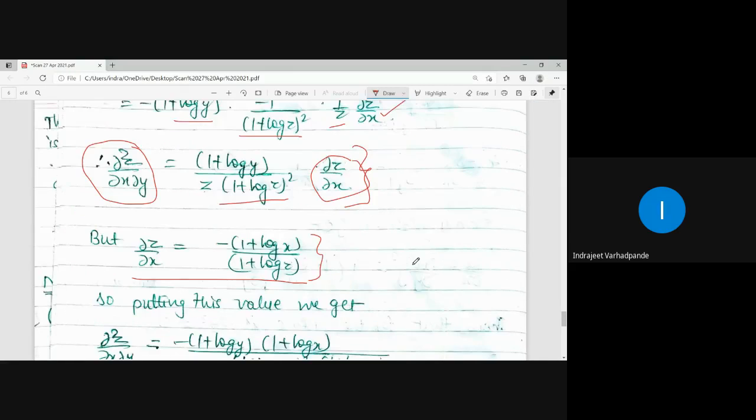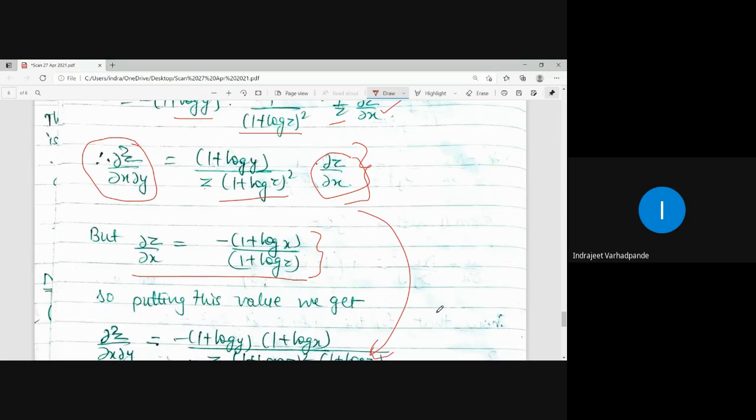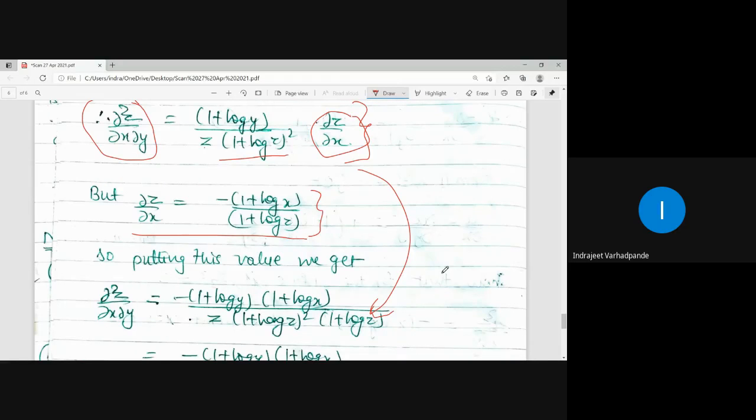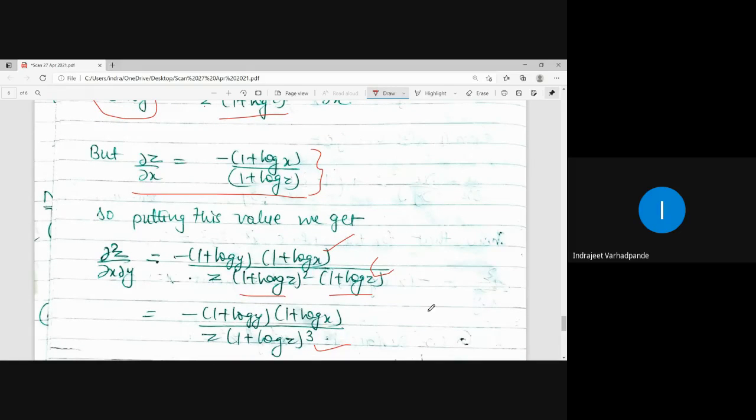So put this value in place of this. Then what will it become? Del 2z by del x del y is minus times 1 plus log y into 1 plus log x upon z into 1 plus log z whole square, into 1 plus log z. Clear? Yes, sir. Now what is 1 plus log z whole square into 1 plus log z? It will be 1 plus log z whole cube.